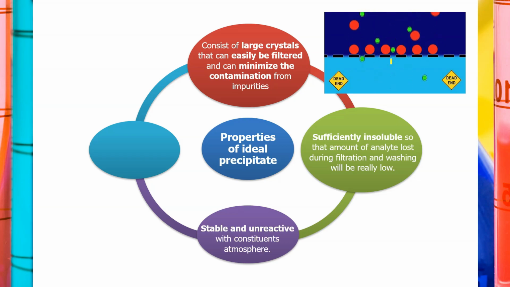The next property of an ideal precipitate is that it is stable and unreactive with constituents of the atmosphere, which means it cannot react with the constituents, compositions or compounds from the atmosphere. Last but not least, the ideal precipitate must have a known composition after it is dried. It is to make sure that the product produced during the chemical reaction contains a high percentage of the compound or component that we need in the analysis.